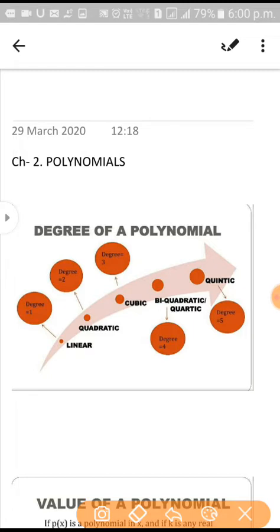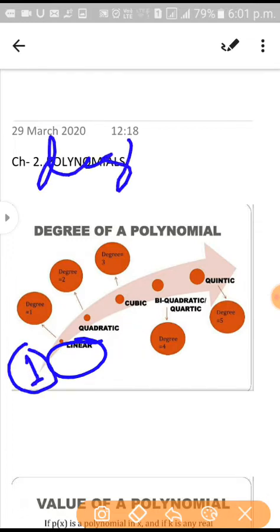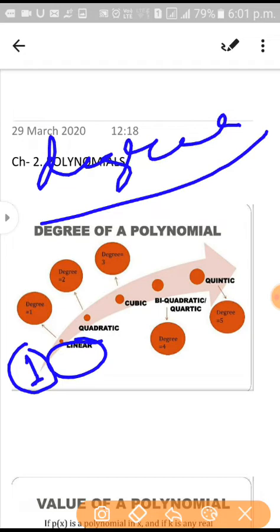In class 9th, we have studied polynomials in one variable and their degrees. Let us recall a few things. A linear polynomial is a polynomial whose degree is 1. And what is degree? Degree is the highest power of the variable.